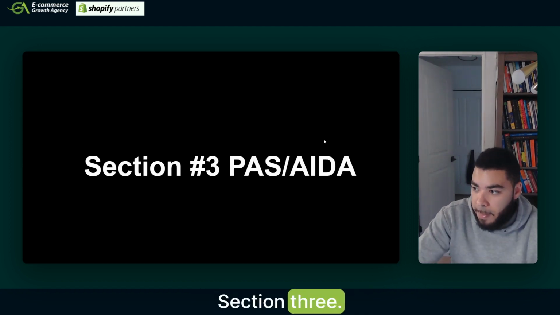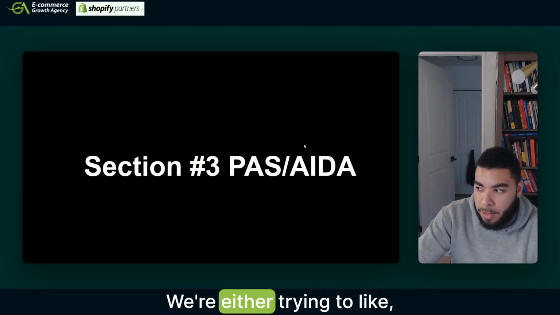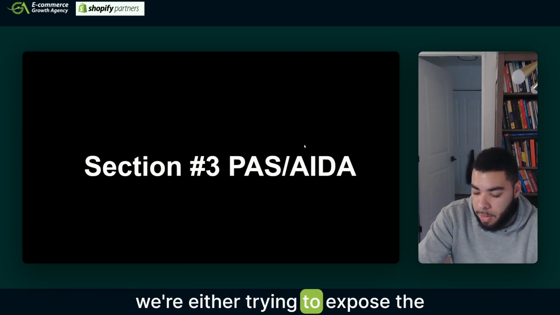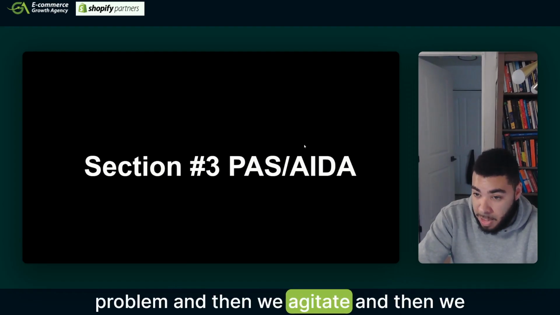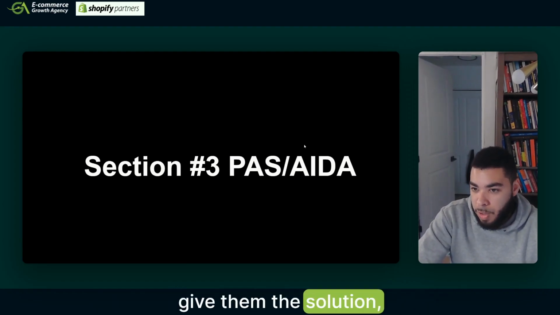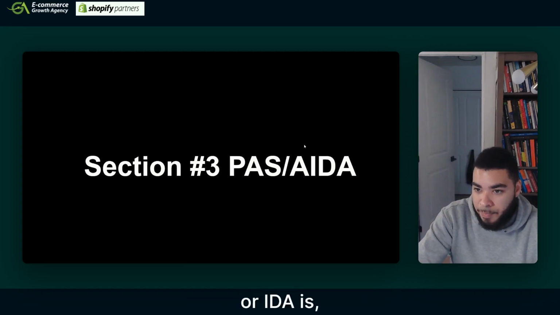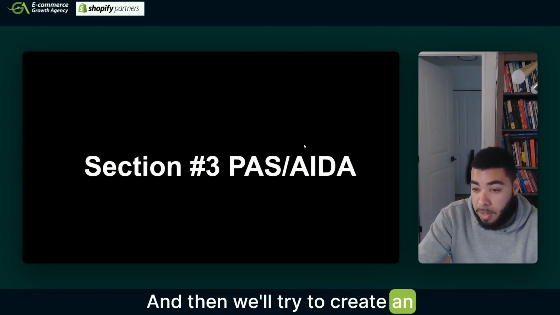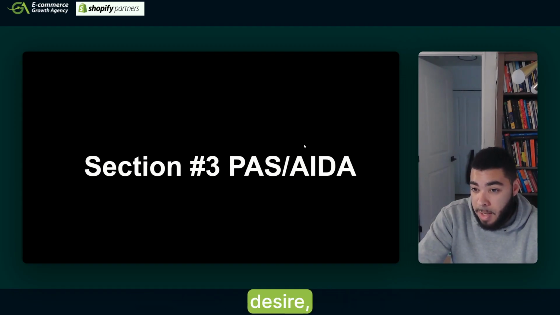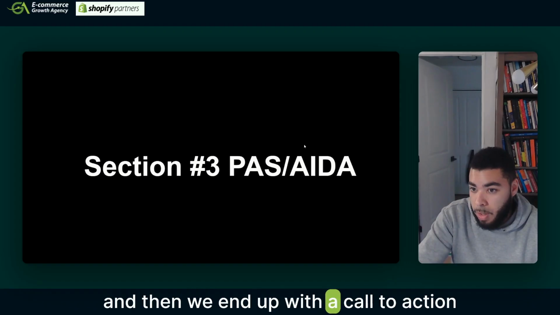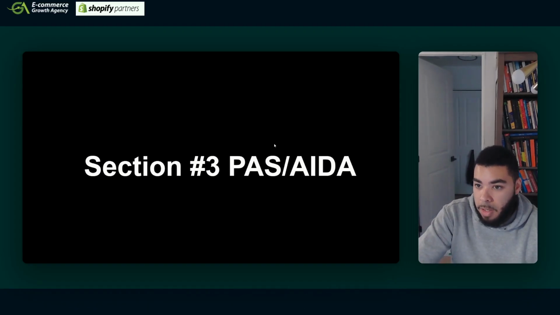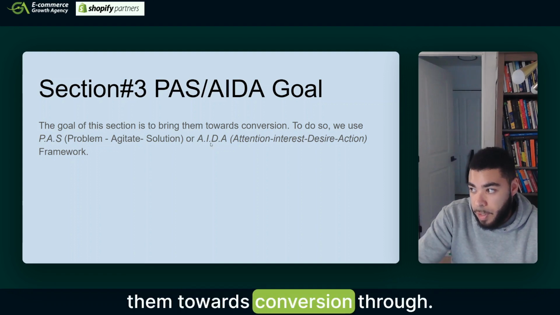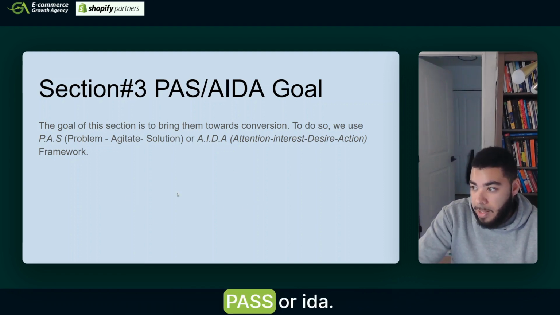Okay, section 3. Okay, so now we're either trying to expose the problem, and then we agitate and then we give them the solution, which is our product, or AIDA, where we're trying to get their attention, then we're trying to create an interest, and then we're trying to create a desire, and then we end up with a call to action to make them take action. Okay, so what's the goal of that? The goal of this section is to bring them towards conversion. To do so, we use PAS or AIDA.